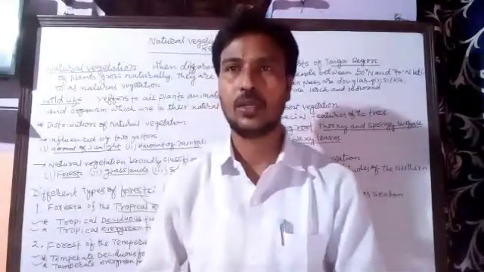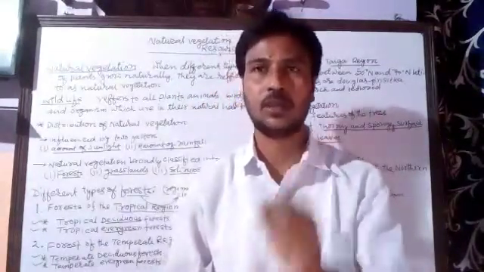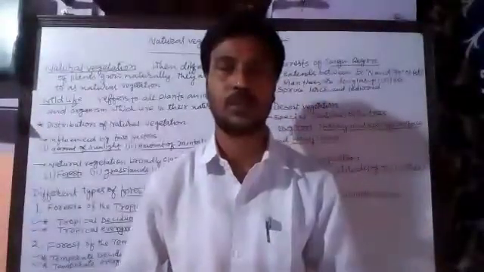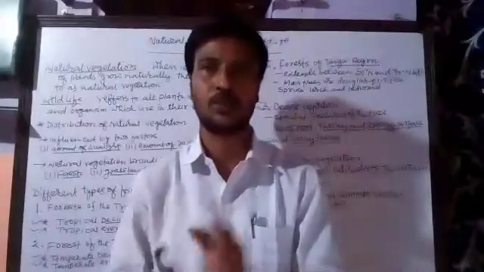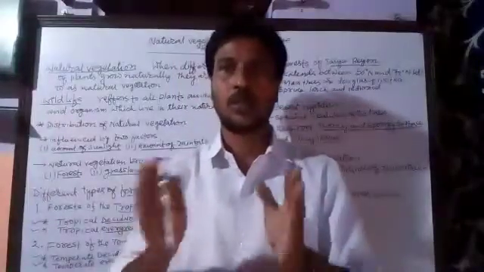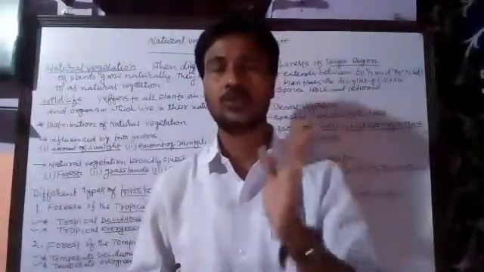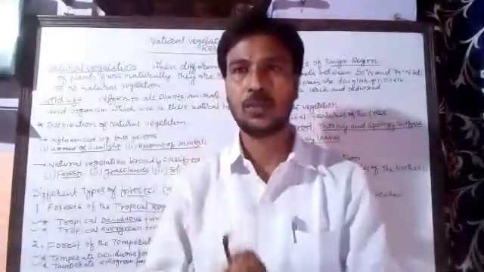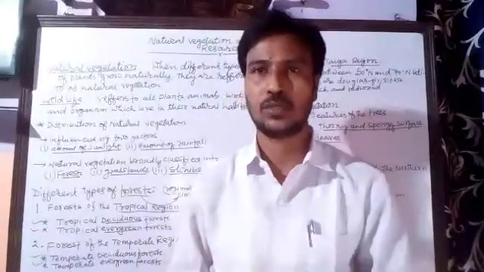Today we are going to study Geography chapter number 3, Natural Vegetation and Wildlife Resources. In the previous chapter we have seen the different types of natural resources including the land resource, soil resource and the water resource. Today we are going to study the natural vegetation and the wildlife resources.